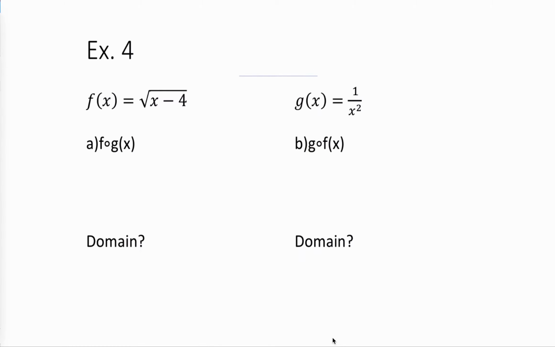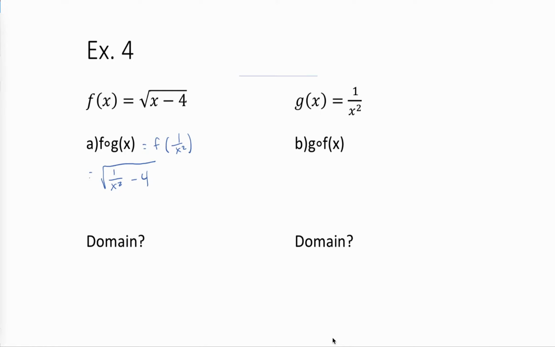One more time, once more with feeling. f of x equals the square root of x minus 4, and g of x equals 1 over x squared. So f of g of x is f of 1 over x squared, which means that this is 1 over x squared minus 4. And that doesn't simplify.